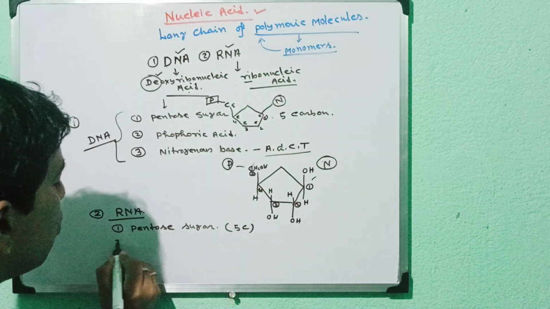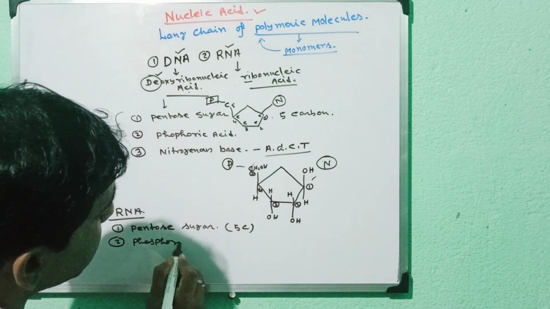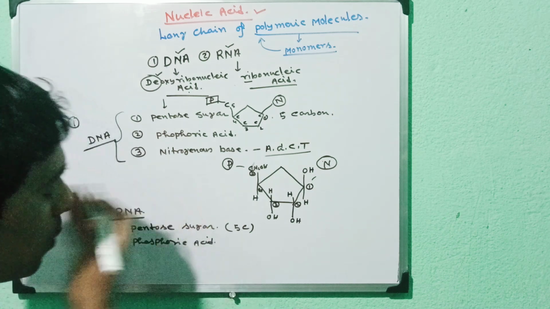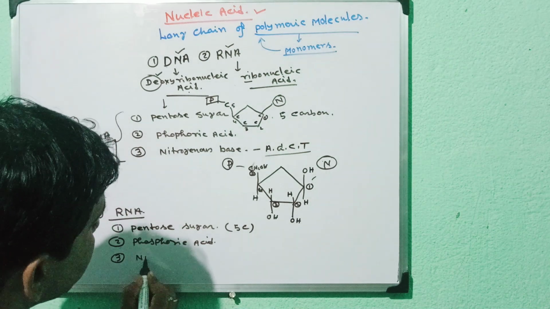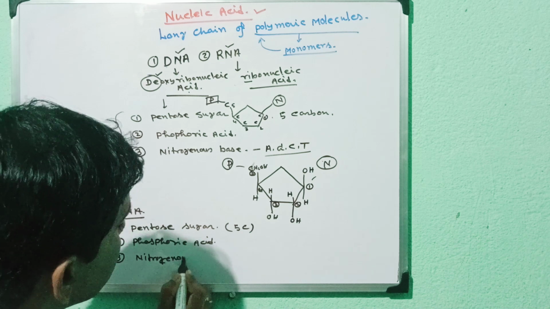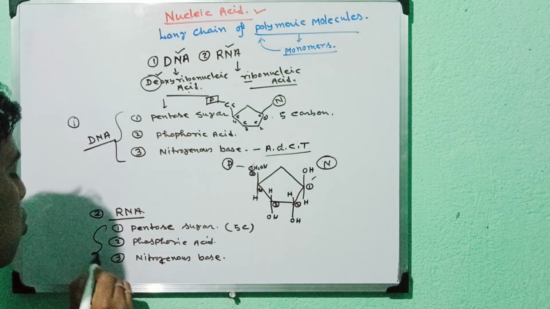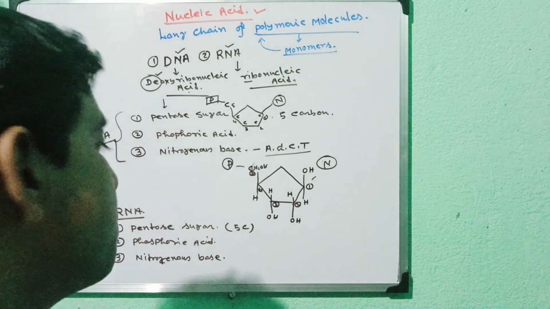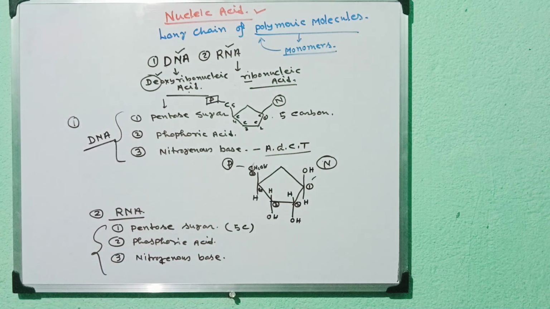Number 2 is the phosphoric acid, that is the phosphorus group, also attached. And number 3 is the nitrogenous base. These 3 are also composed. So phosphate sugar, phosphoric acid, and the nitrogenous base. Okay, so this is the structure of the RNA.